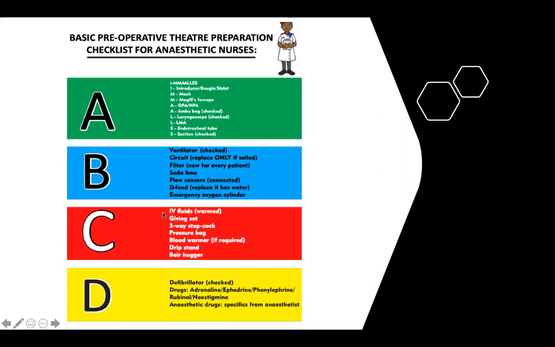And then C, circulation. IV fluids must be warmed. The patient must have an IV line. There must be a giving set, a 3-way stopcock, pressure bag, blood warmer, drip stand, and your Bair Hugger, which is your forced air warming blanket. And then D, the defibrillator must be checked. D is also for your drugs: adrenaline, ephedrine, phenylephrine, your reversal agents and other drugs that you might require.